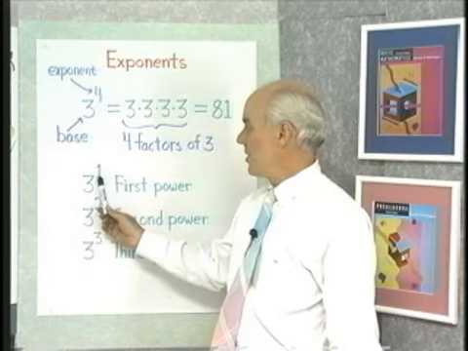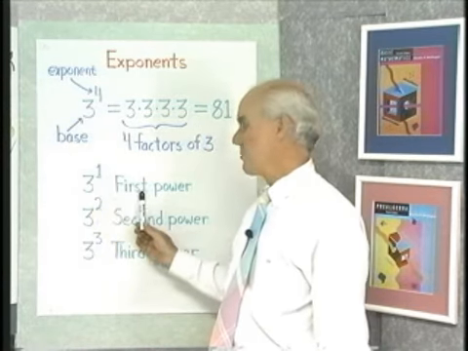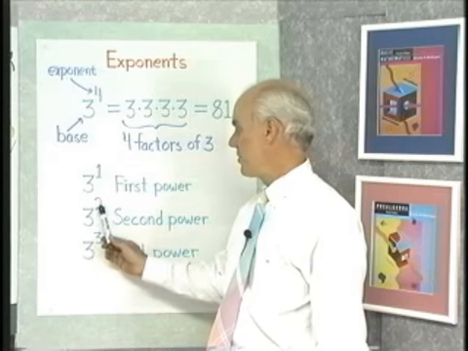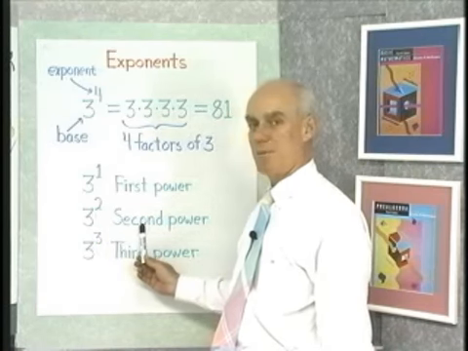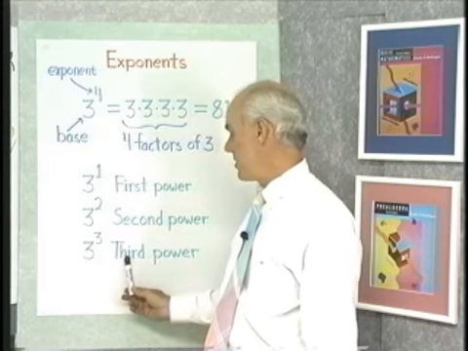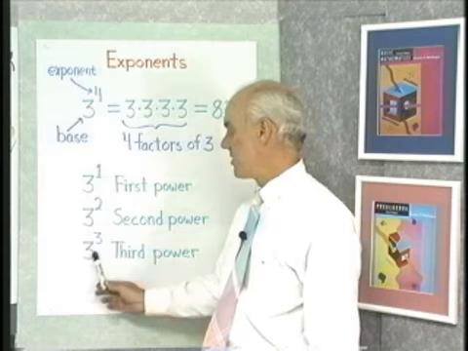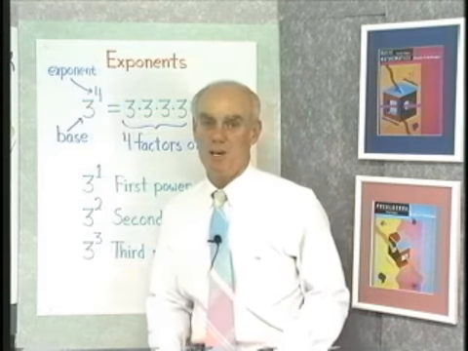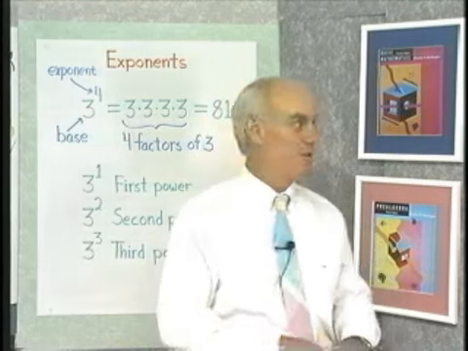So 3 with an exponent of 1, that's 3 to the 1st power. 3 with an exponent of 2, that's 3 to the 2nd power, or 3 squared. 3 with a 3 up here is 3 to the 3rd power, or I could say 3 cubed. Let's go to the board now and work a couple of problems that involve exponents.